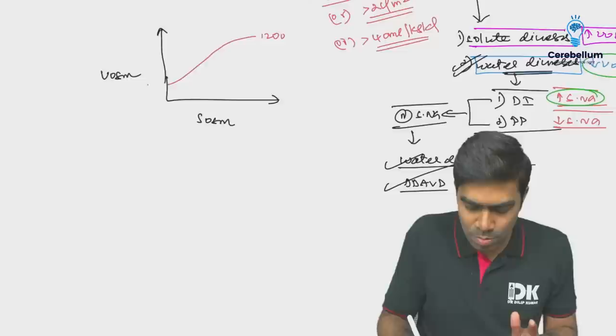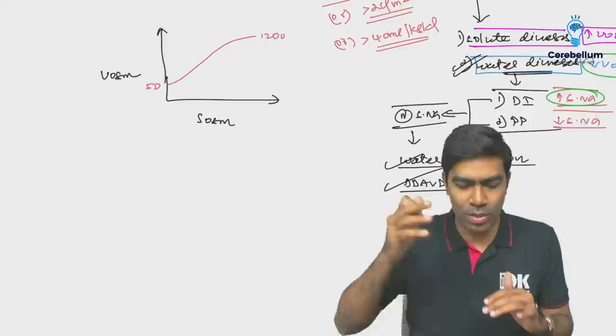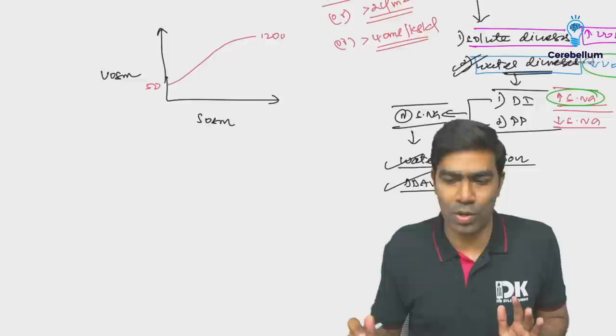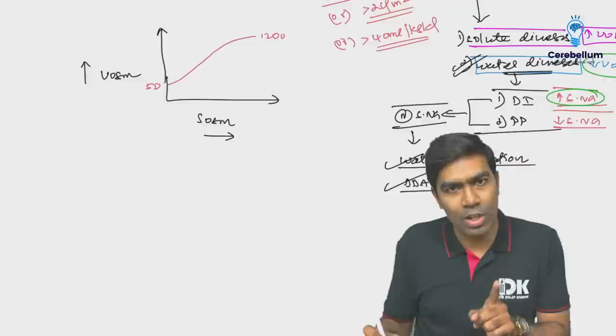That's all. This is the rule in the kidneys. Maximum 1200, minimum 50. You cannot go beyond that, and you cannot come lesser than 50 also. This is normal, which means as you increase the serum osmolality, your urine osmolality is also going to increase.